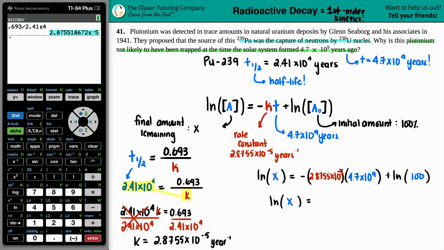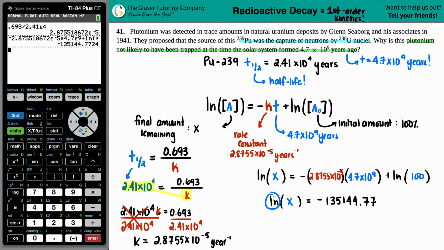So ln of x equals, that's why I love the TI 84. It's a beautiful thing. This times 4.7 times 10 to the ninth. Then we're going to plus the ln of 100. Yeah, that looks good to me. Oh boy. It's a really small number. So small that I don't even think we're going to get a value for the next part, but that's why this is not likely, as per what we said a little bit of time ago.